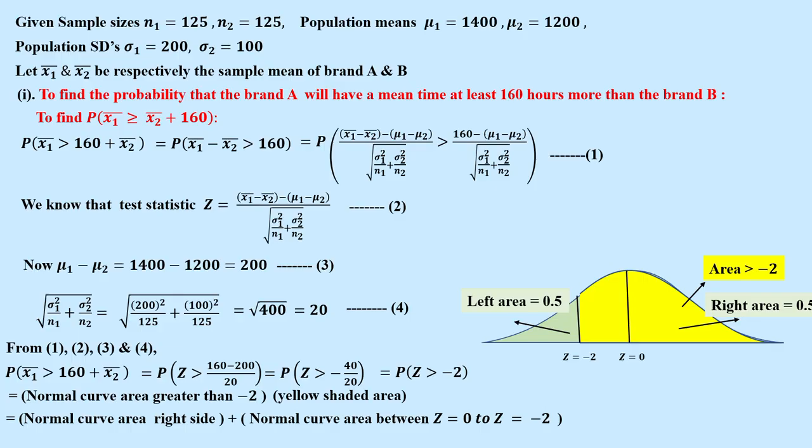So minus 2 to 0, that area, right? Minus 2 to z is equal to 0, that area, plus right side area, that is 0.5. So 0.5 plus normal curve area between z is equal to 0 to z is equal to minus 2. So 0.5 plus probability of minus 2 less than z less than 0. So this can be written as 0.5 plus probability of 0 less than z less than 2, because minus 2 to 0, that is area.